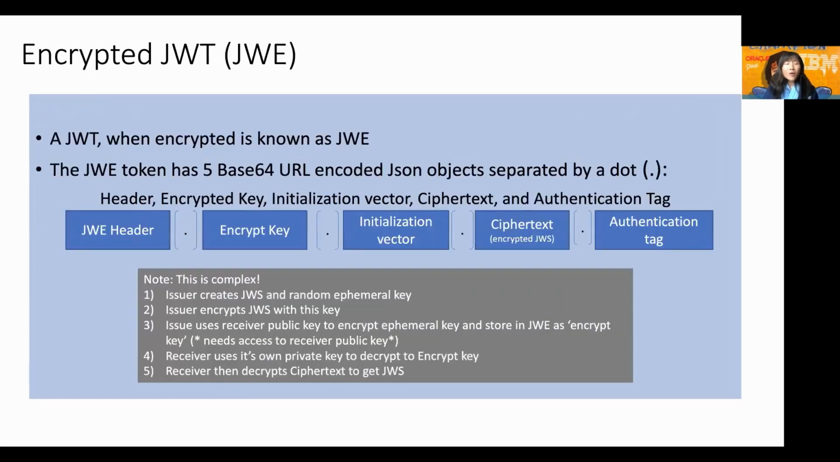So this is what a JWE looks like. JWE, as I mentioned earlier, is the encrypted JWS. Obviously, it has 5 parts, like I have more information. It needs to have an encrypted key and so on, and a ciphertext, which is the encrypted JWS. So this is very complex. You can refer to the JOSE website to understand more.